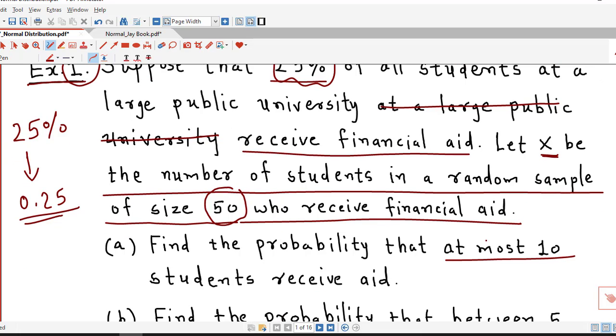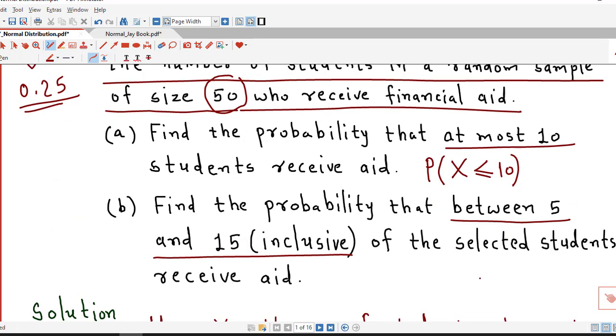Now in the first part we are asked to find the probability that at most 10 students receive financial aid. So at most 10 means less than or equal to 10. So we have to find the probability that capital X is less than or equal to 10. And in the second part we have to find the probability that between 5 and 15 inclusive, which means we have to include 15 as well as 5, of the selected students receive financial aid.